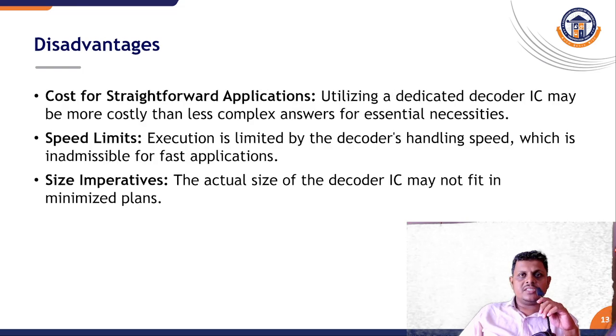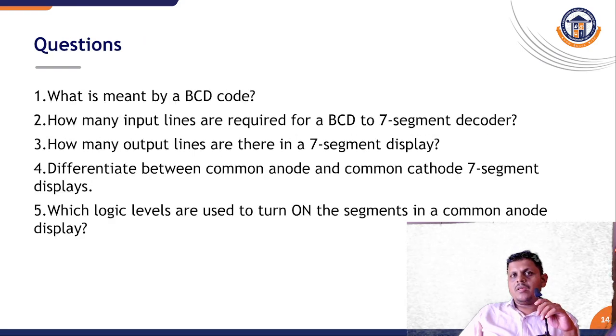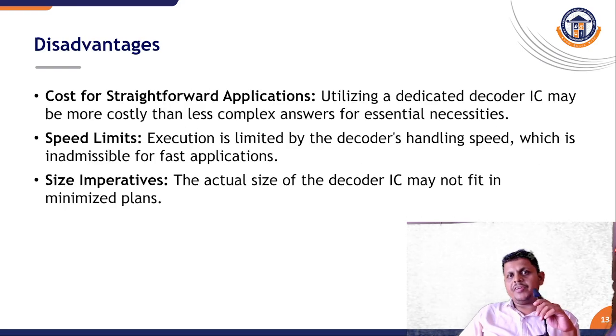And the disadvantages are cost for straightforward applications, speed limits and size constraints. So these are the disadvantages in using 7 segment displays. Using a dedicated decoder IC may be more costly than simpler solutions for essential needs. And speed limits: its processing speed is very low and unsuitable for high speed applications. The actual size of the decoder IC may not fit in compact designs. So these are all the disadvantages.